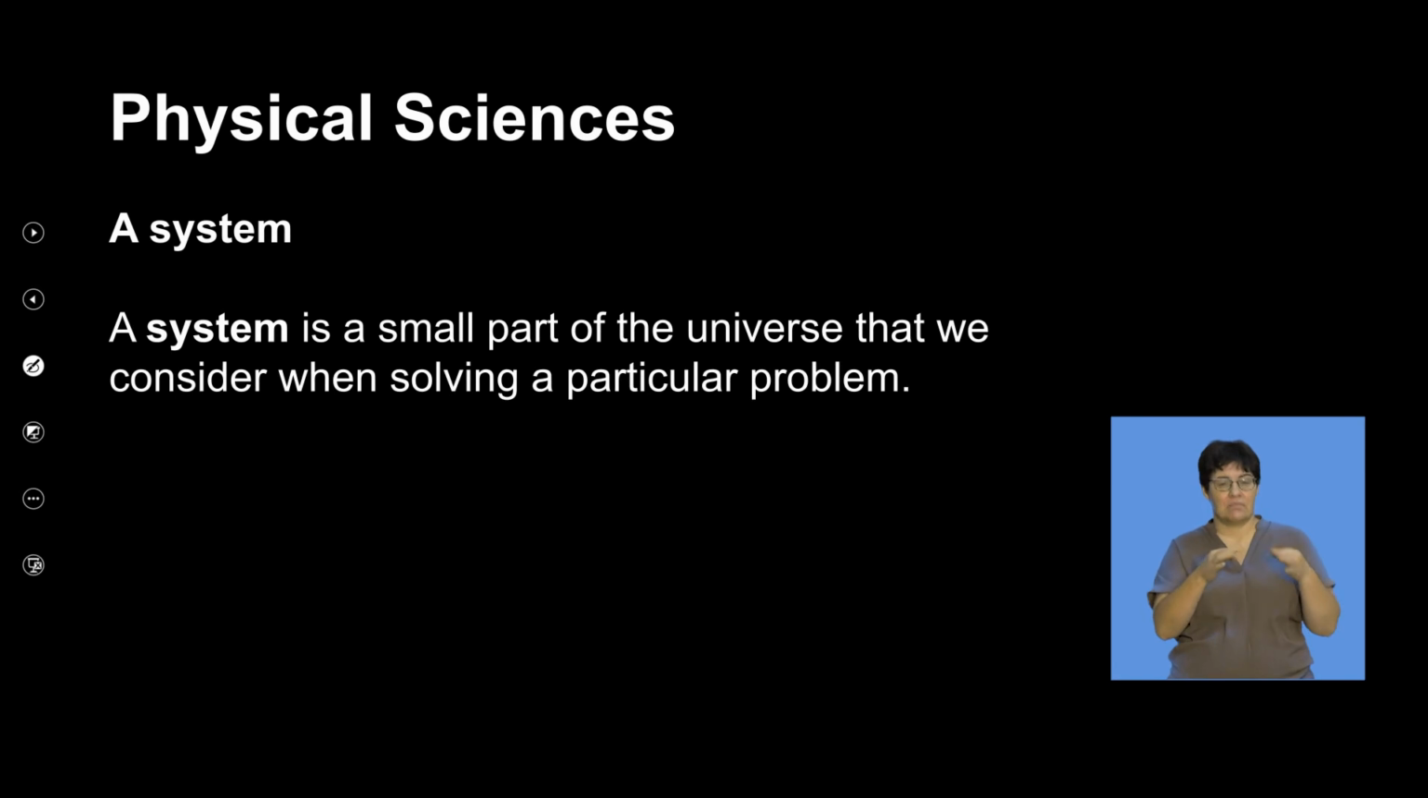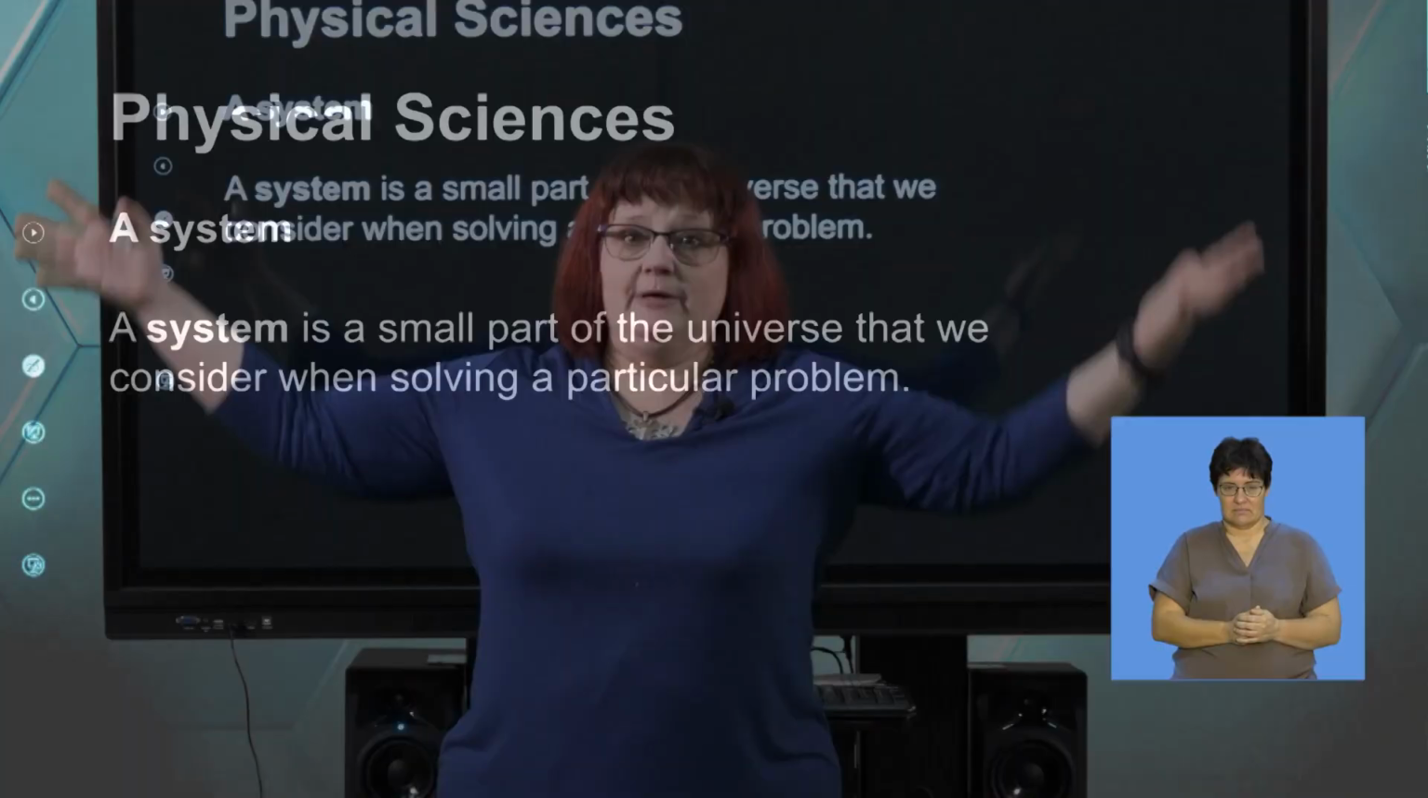Let's define it nicely. A system is defined as a small part of the universe that we consider when solving a particular problem. So, we know the universe is very big.